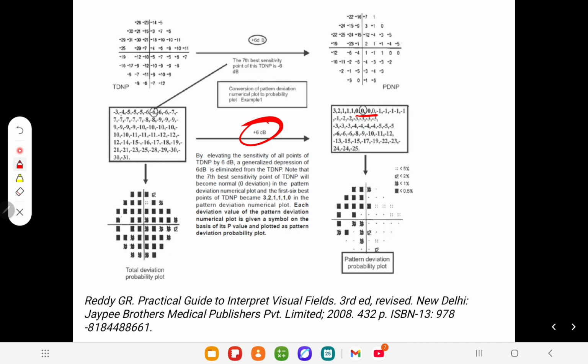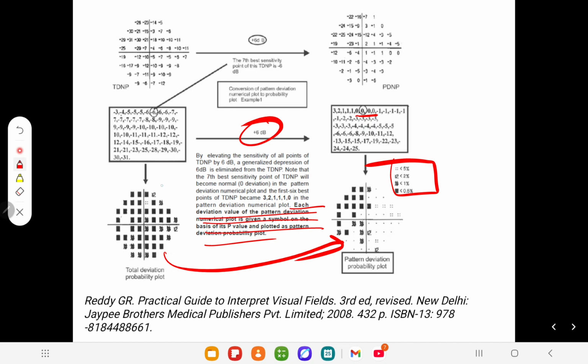It's very important. So the deviation value in the pattern deviation numeric plot gives a symbol, and obviously we know we do have that symbol. But what do we see here? You cannot see any patterns, but whenever we correct the seventh position and we derive the pattern deviation plot, then you can see patterns. So that's why it's pattern.